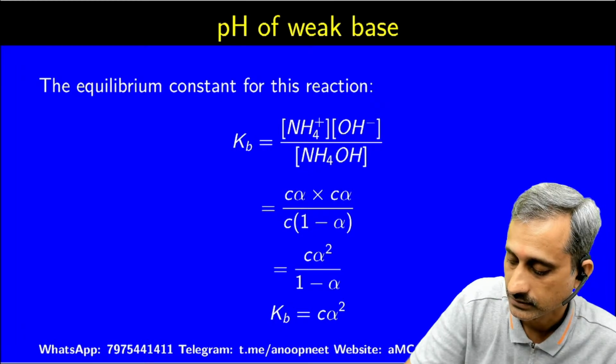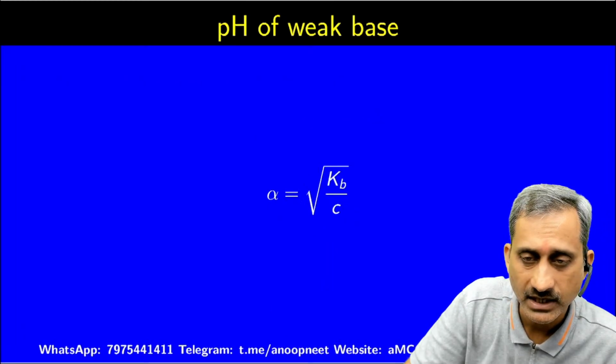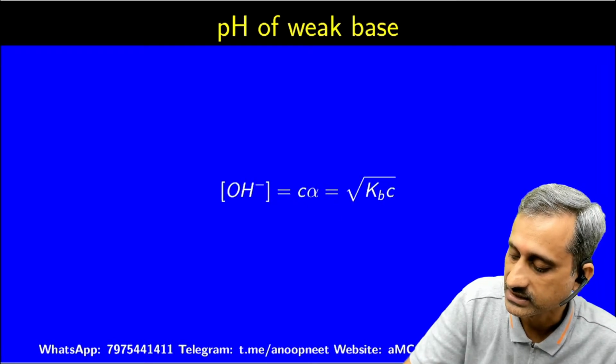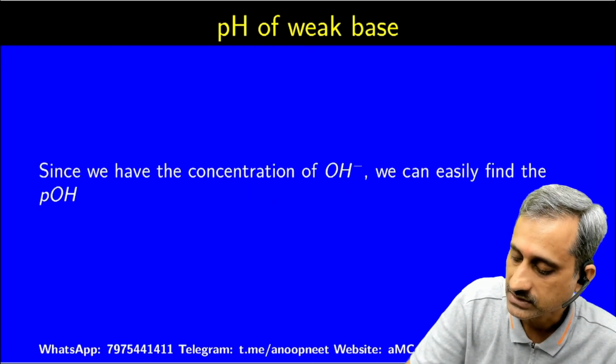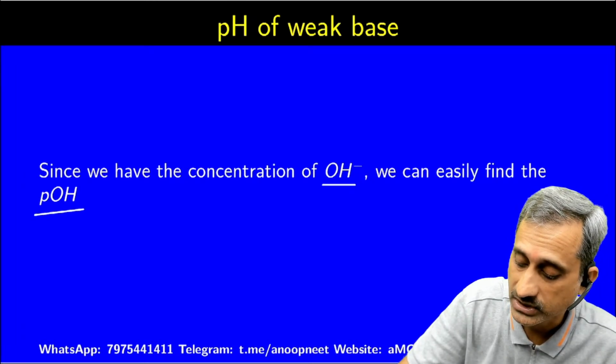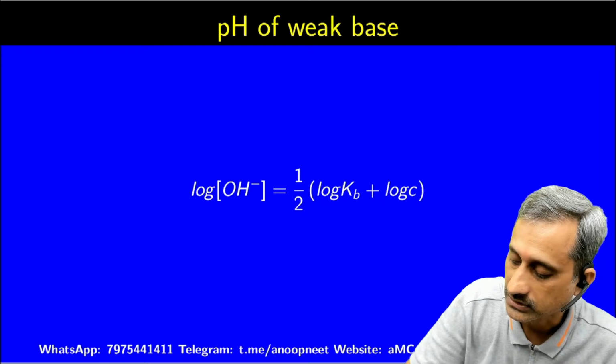नो सर, नो कंफ्यूजन। Alpha is neglected in comparison to 1 and Kb by C आ गया हमारे पास अल्फा की वैल्यू, OH minus is C alpha, Kb C. And since we have the concentration of OH minus, we can easily find the POH. OH minus से POH निकलेगा and we have got the value.